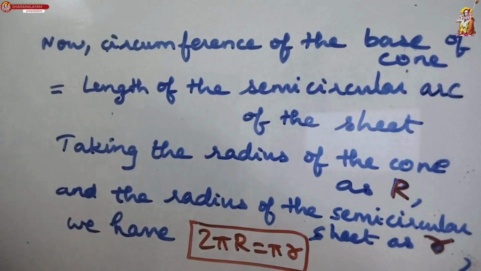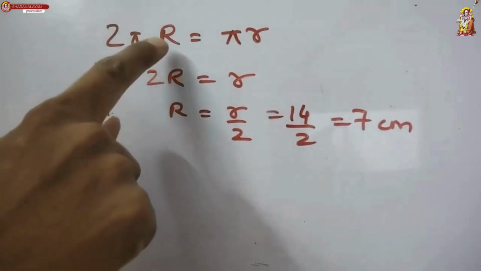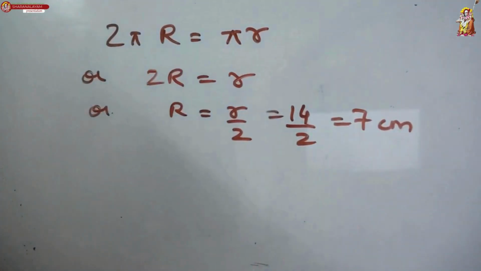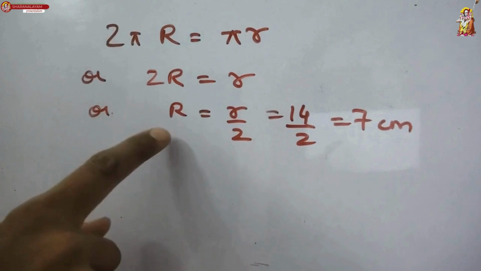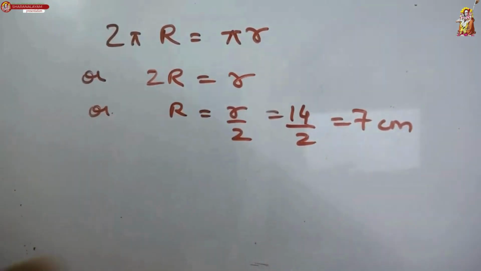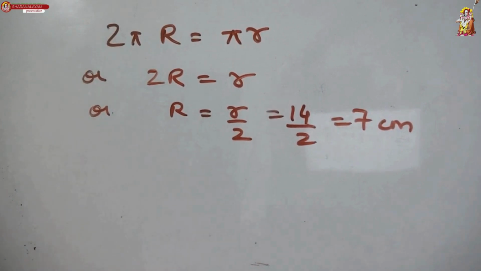Now the circumference of the base of the cone is nothing but the length of the semicircular arc of the sheet. So taking the radius of the cone as capital R and the radius of the semicircular sheet as small r, we have 2 pi into capital R equals pi into small r. Pi gets cancelled. So 2 into capital R equals small r. Or capital R equals small r upon 2, which is 14 upon 2, which is 7 centimeters. So the radius of the cone is 7 centimeters.